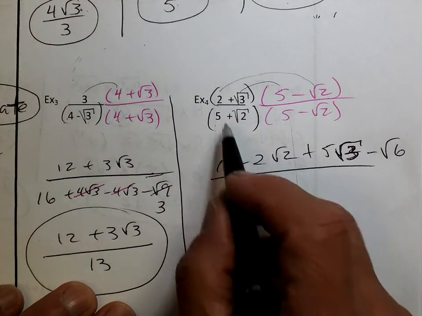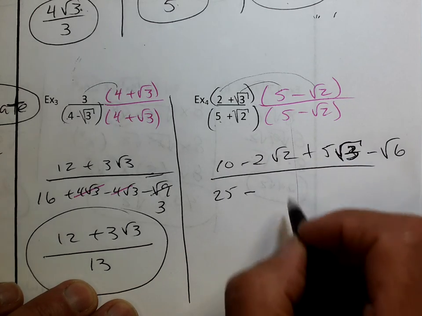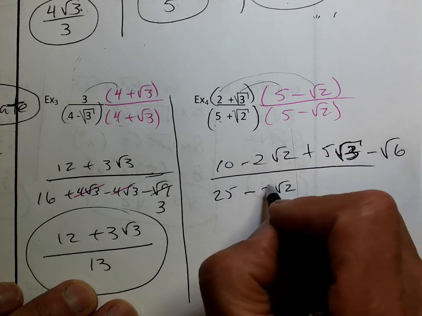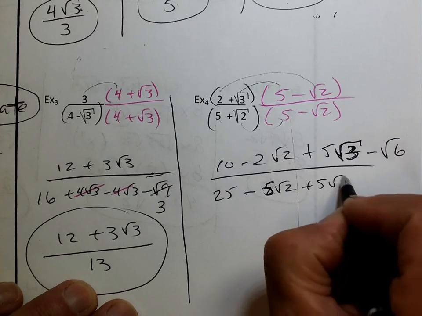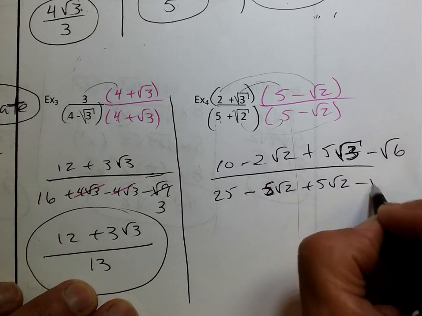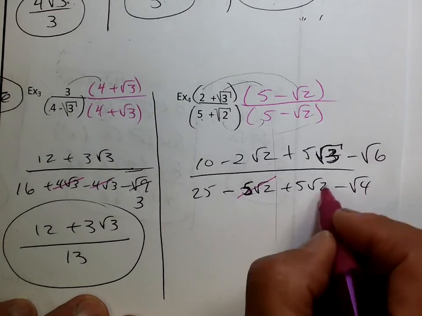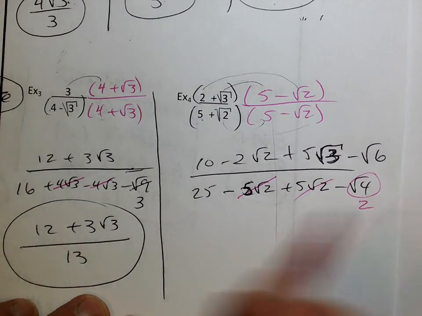And then at the bottom, we'll have a 25 minus 2 square roots of 2, plus 5 square roots of 2, minus the square root of 4. Sorry about messing up a couple of times, but there it is, okay? All right, what a mess, huh? Well, certainly on the bottom I can do this, and this, right? You guys agree with that? And this becomes the number 2. You guys okay with that?